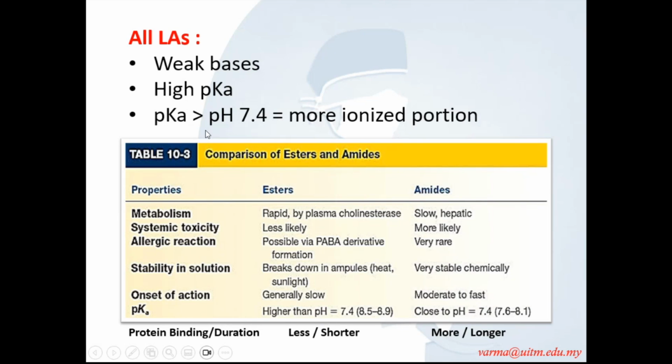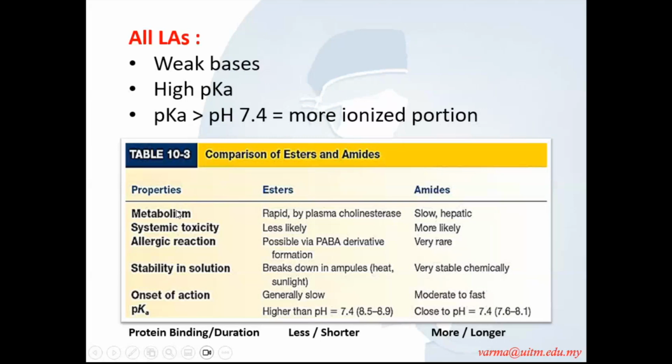So, comparison of esters and amides. Since these two groups have different intermediate linkages, the structure actually causes a lot of differences in their PK and PD. Here are a few important salient points that you have to write if you are asked what the differences are between esters and amides without going into a specific LA. This is, overall as a group, what the differences are between esters and amides.